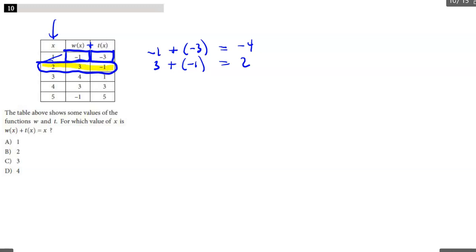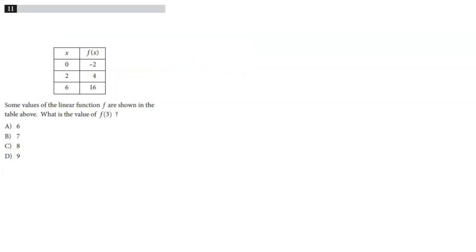So let's check a couple more just to make sure. The next one, 4 plus 1 should equal 5. Doesn't. 3 plus 3 should equal 6, not 4. This bottom one should add up to be 4, not 5. So yeah, the correct answer is there in yellow. So for which value of x? Right there it is. Correct answer, B.